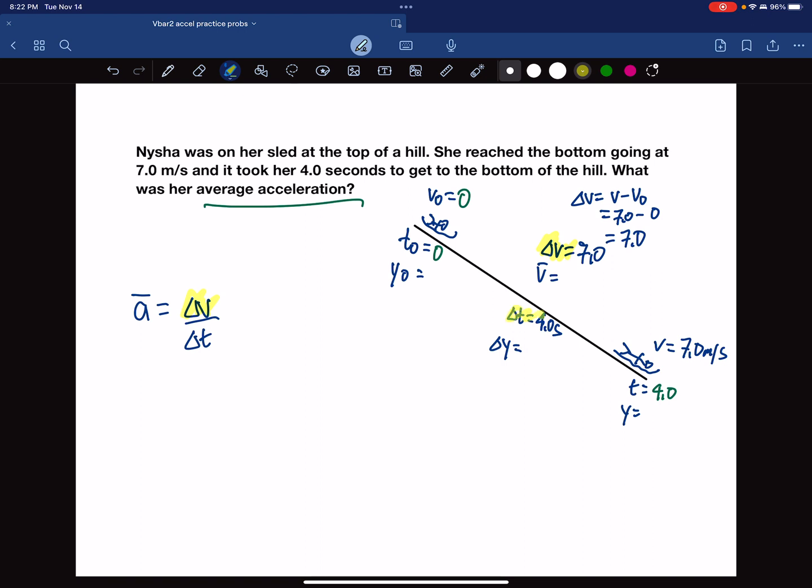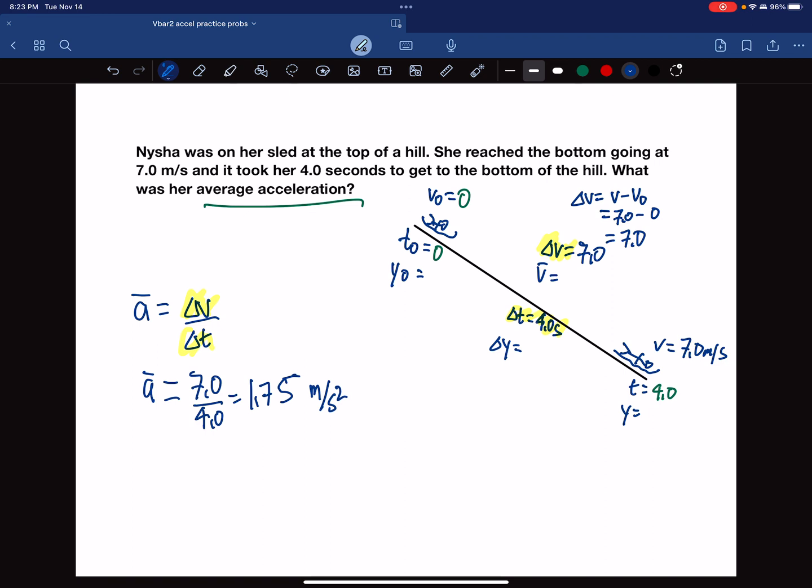And we know the time interval, delta T. So now we can substitute in our values, and we get 7.0 all over 4.0. And that gives us 1.75. So 1.75 is our value, and the units of acceleration are always meters per second squared.